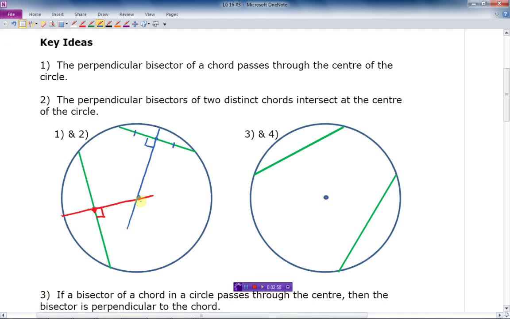So if I don't know the center of a circle and I draw two of those, I can find the center of the circle where the bisectors cross. And I can do that a third or fourth time. They all cross at the same point in the middle of the circle. Okay, that's 1 and 2.